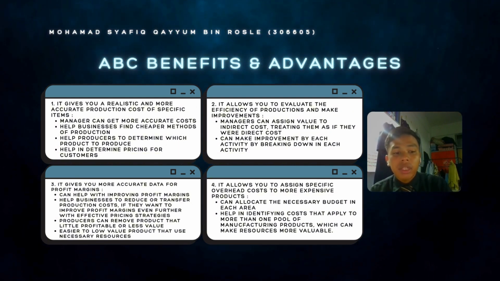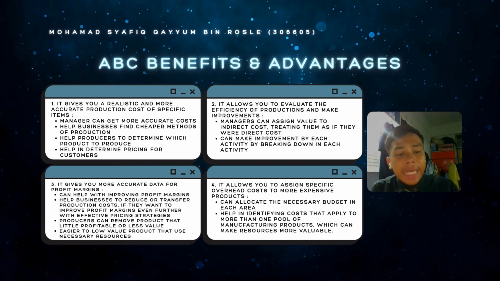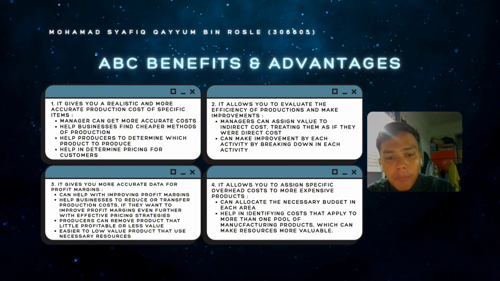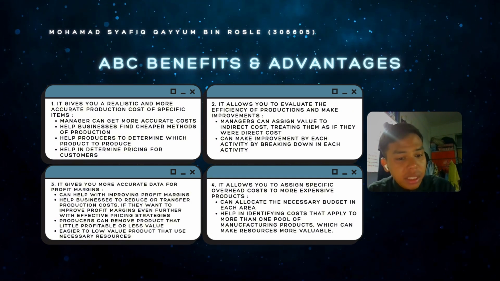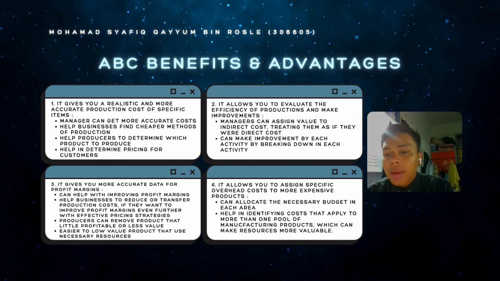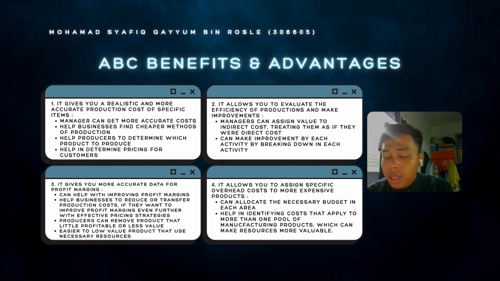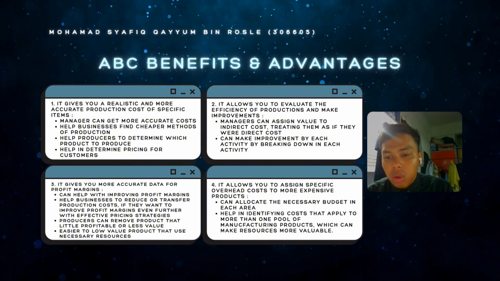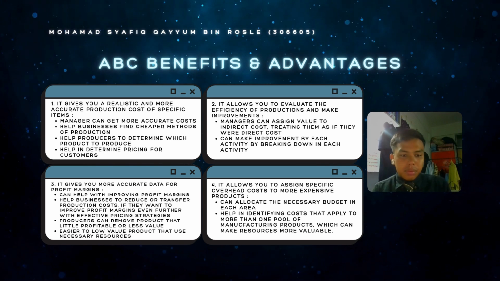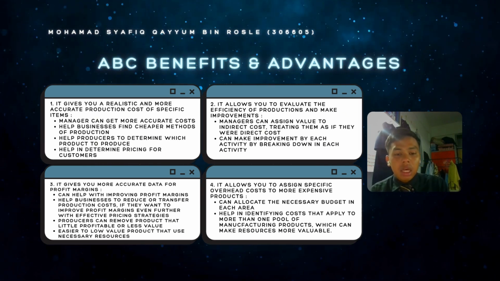And number four allows you to assign specific overhead costs to a more expensive product. The explanation is it can allocate the necessary budget in each area and help identify costs that apply to more than one type of manufacturing product, which can make the resources more valuable. So that's all the benefits and advantages of the ABC.